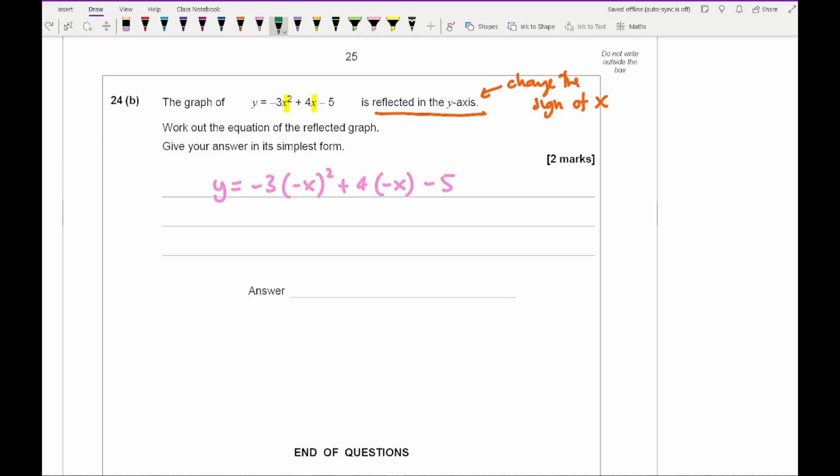Then all that's left for me to do is simplify this. Well, minus x squared is going to give you positive x squared, so that's going to be minus 3x squared. 4 times minus x is minus 4x, minus 5. So my final answer is minus 3x squared minus 4x minus 5.